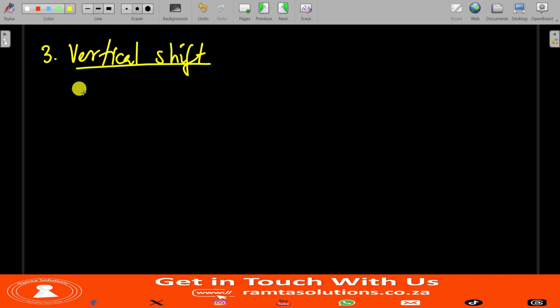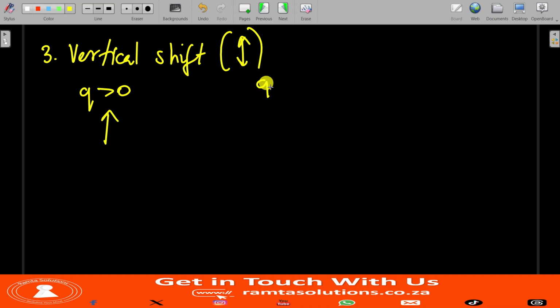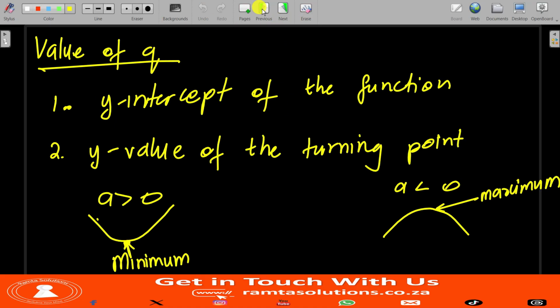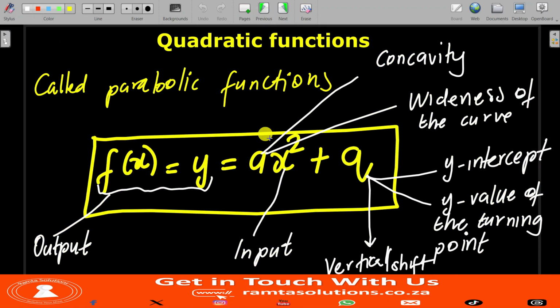So what do we mean by saying it represents vertical shift? This means for the function to move up or down. If q is positive, your function is moving up, and if q is negative, your function is moving down. In other words, it is translated upwards when q is positive and translated downwards when q is negative. So these are all we need to know about these parameters.